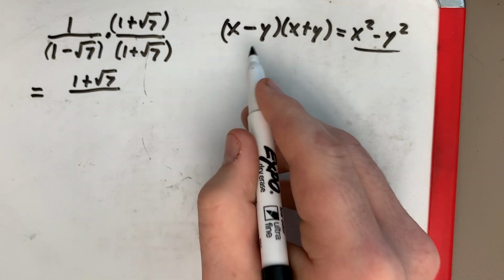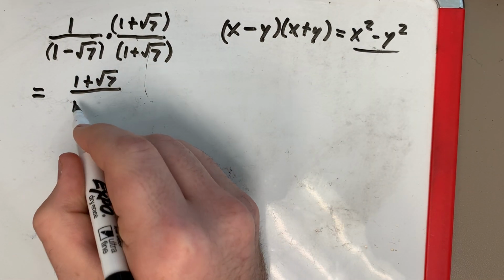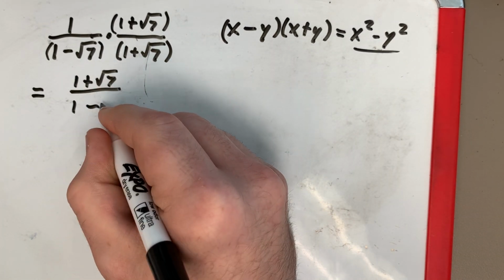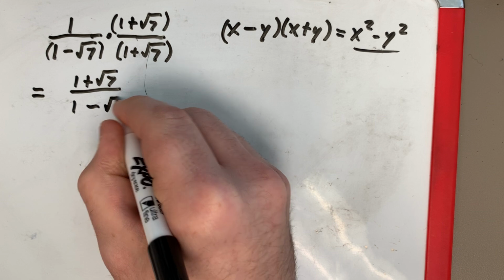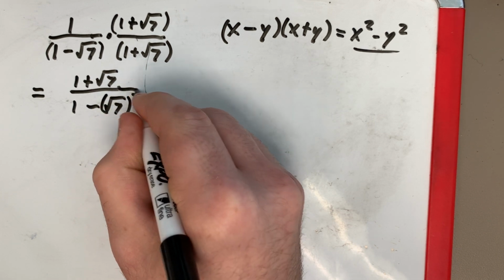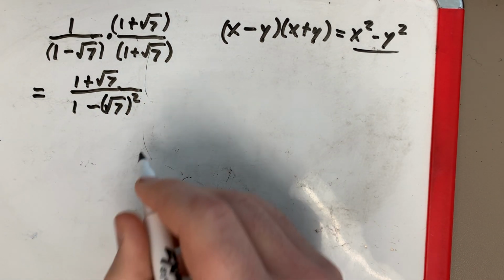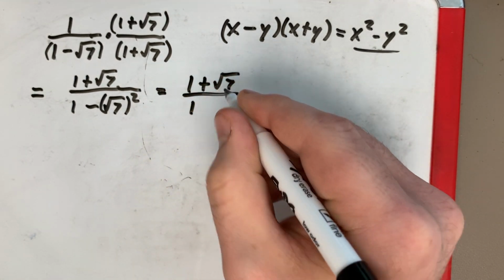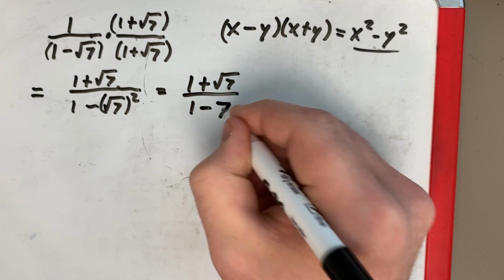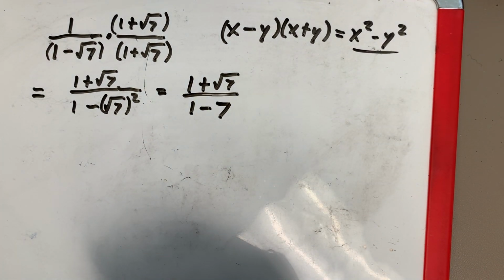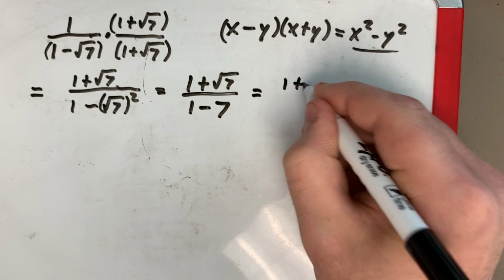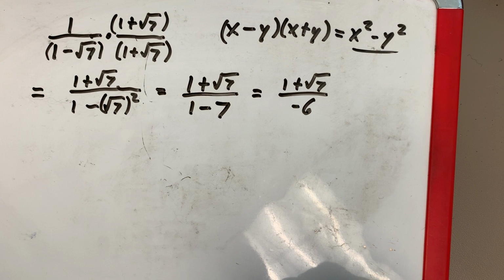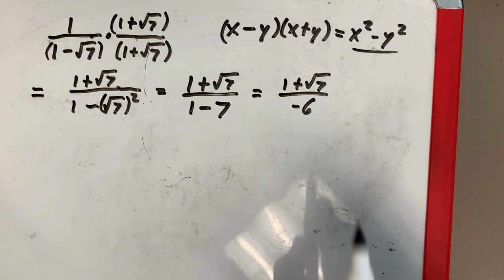So this is going to be 1 squared, which is just 1, minus root 7 squared. Okay? But as you know, if we were to simplify this, this is the same thing as 1 minus 7, because the square root cancels the power 2. So we're left with 1 plus square root of 7 over minus 6. Okay? It's an ugly simplification, but it did the job.